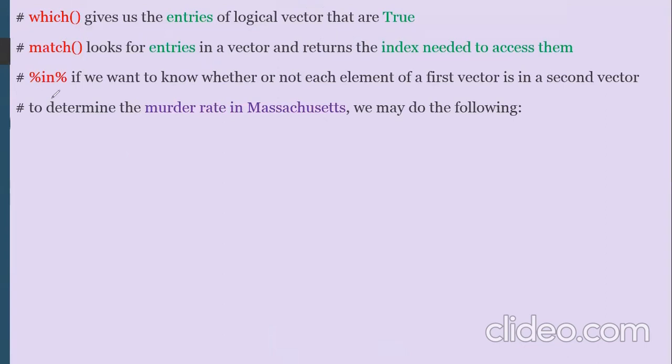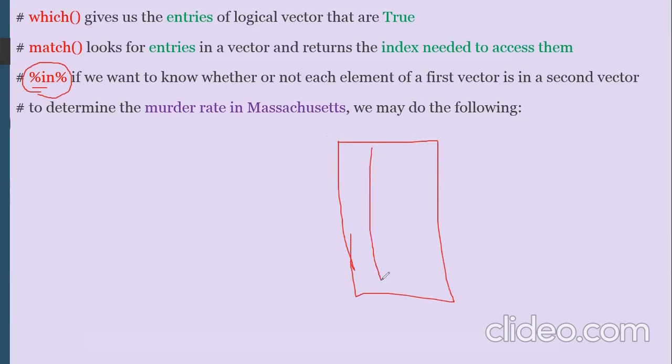And this sign is used if we want to know whether or not each element of the first vector is in the second vector. So if we want to know whether the element within the first column is part of the second column or not, we use this sign.